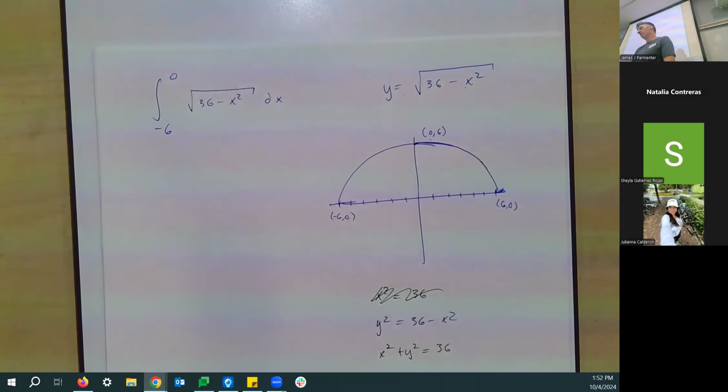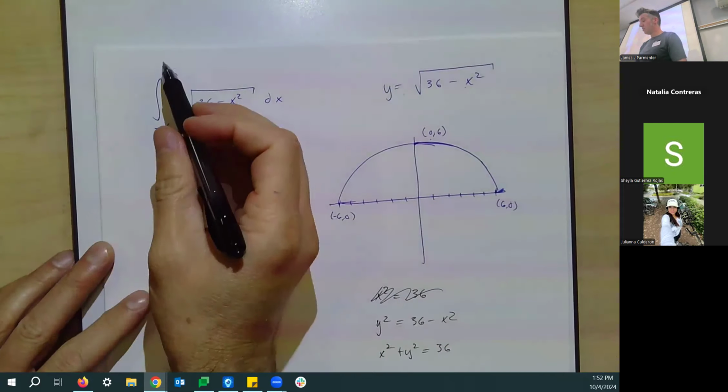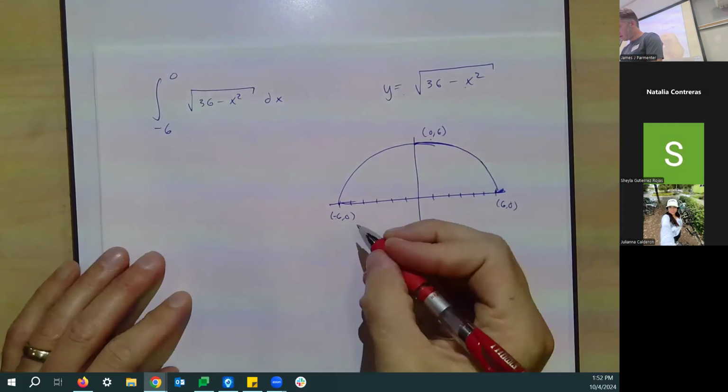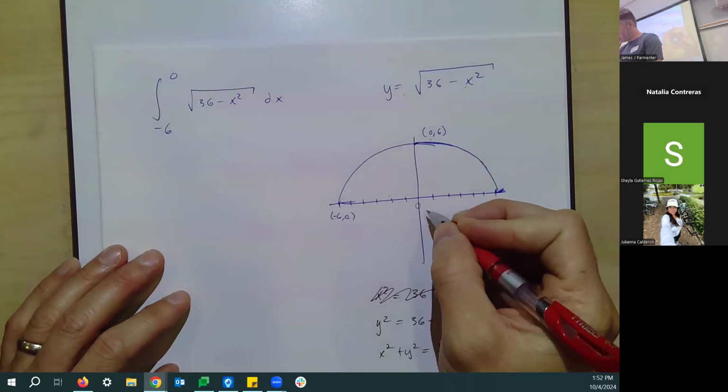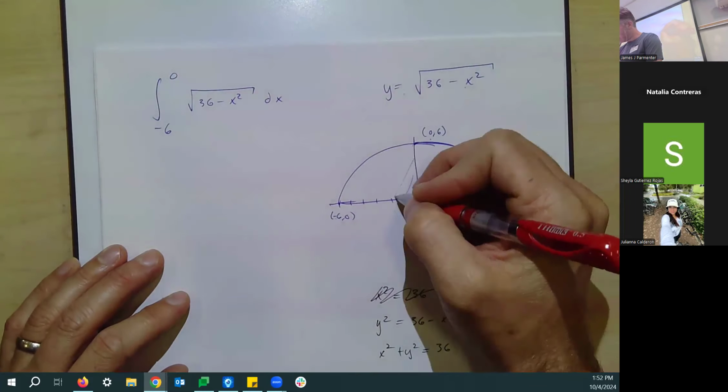So then we have to find the area. But we can just use the formula for the area of a circle. What fraction of the circle do I have? 1/4, right? Because it's from negative 6 to 0. So it's a really good idea to say there's negative 6, there's x equals 0, and to just shade in the parts that we have.